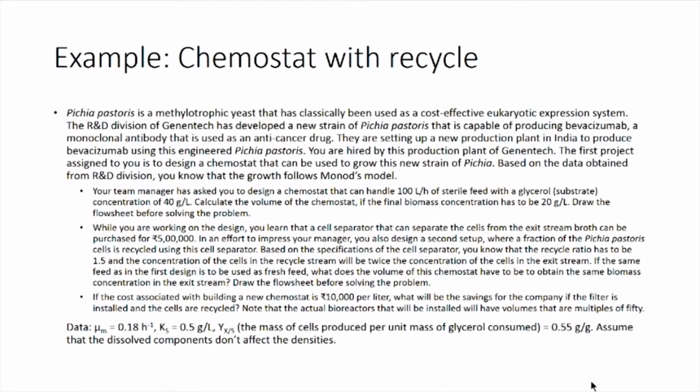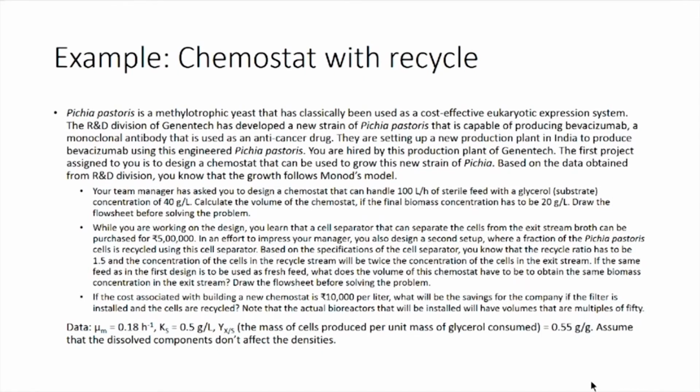You are hired by this production plant of Genentech. The first project assigned to you is to design a chemostat that can be used to grow this new strain of Pichia. Based on the data obtained from the R&D division, you know that the growth follows Monod's model. Your team manager has asked you to design a chemostat that can handle 100 liters per hour of sterile feed with glycerol as the substrate with a concentration of 40 grams per liter. Calculate the volume of the chemostat if the final biomass concentration has to be 20 grams per liter. Draw the flow sheet before solving the problem.